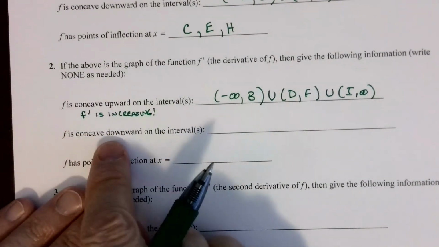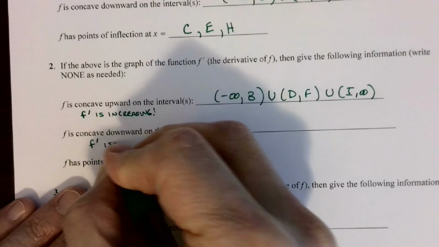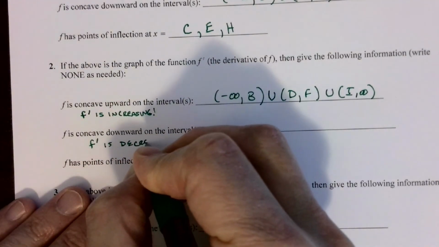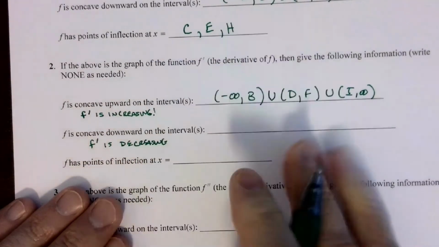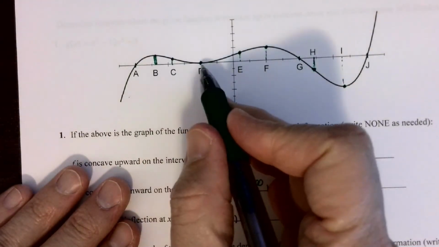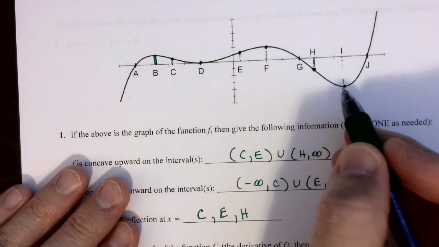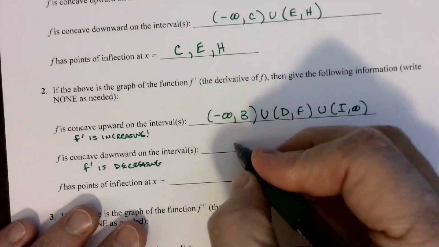Or is f going to be concave downward? F prime is what? Decreasing. So where's f prime decreasing? From b to d, and from f to I. B to d and f to I.